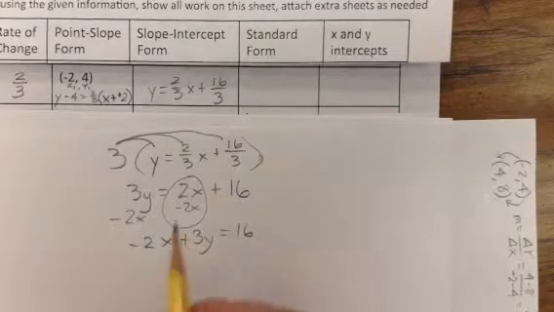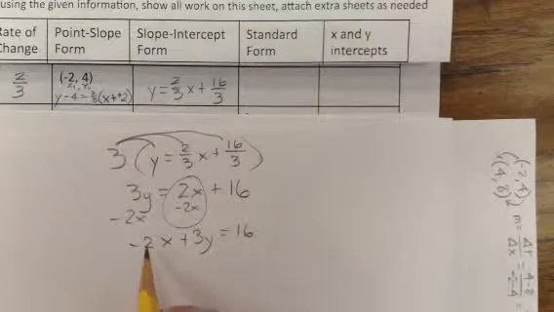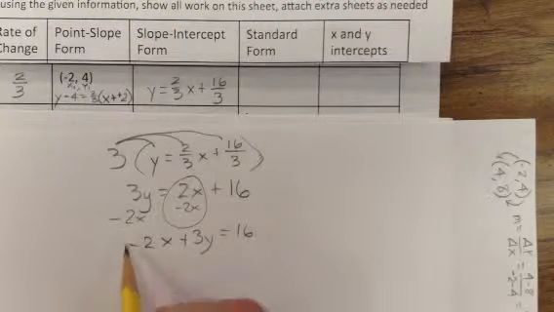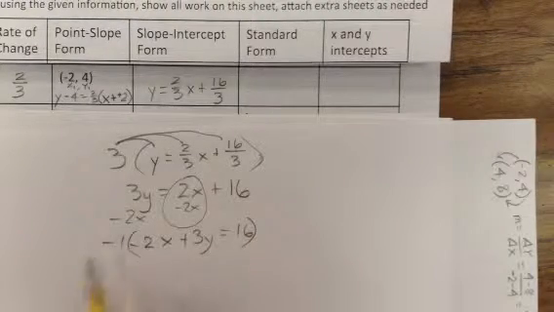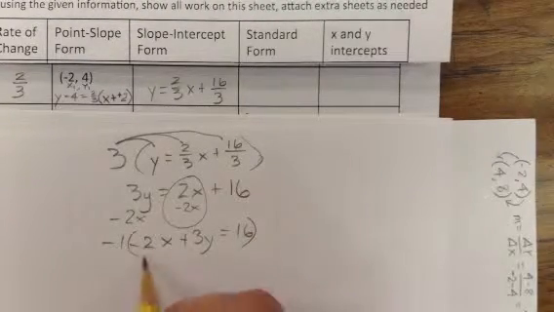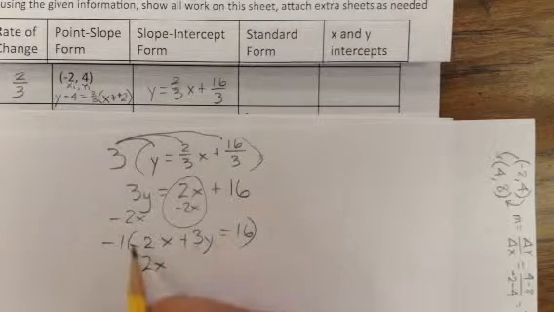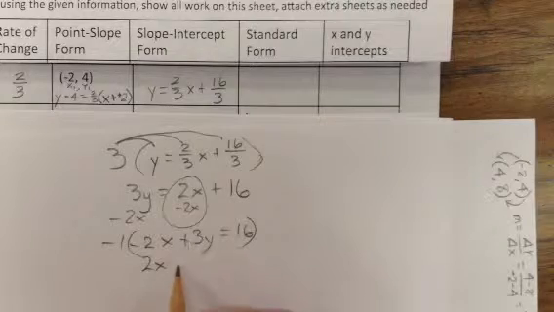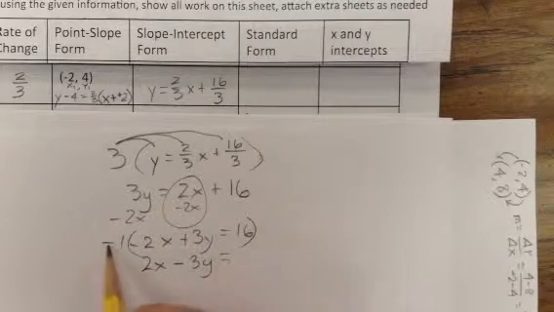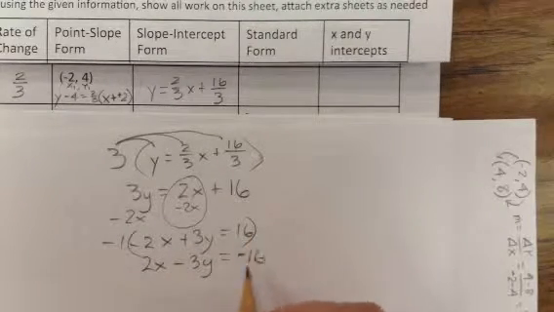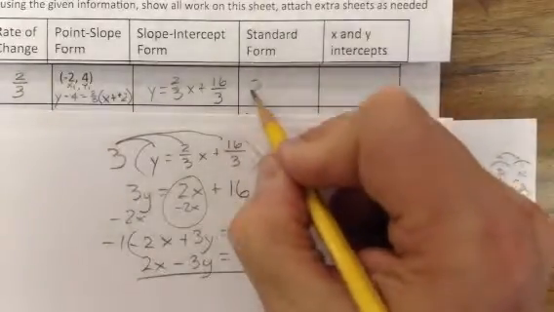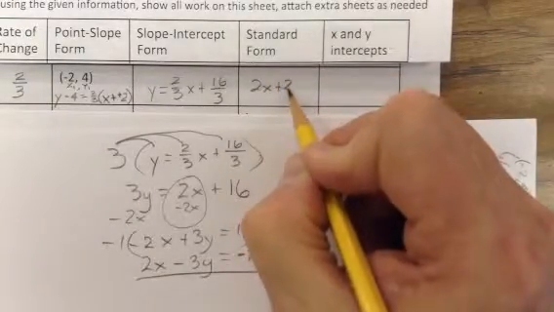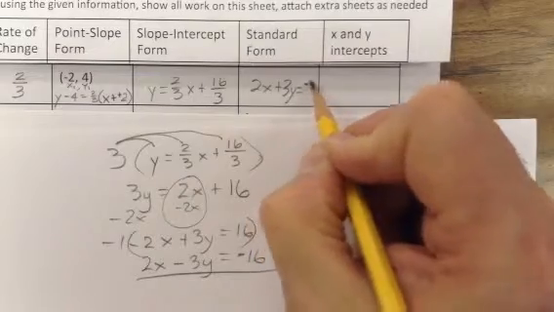And now to make the leading coefficient, which is a, positive, just multiply everything by -1. Multiplying by -1 will simply change the sign on each and every one. So a negative times a negative is a positive, a negative times a positive is a negative, and a negative times a positive is a negative. There we go. So standard form is 2x plus 3y is equal to negative 16.